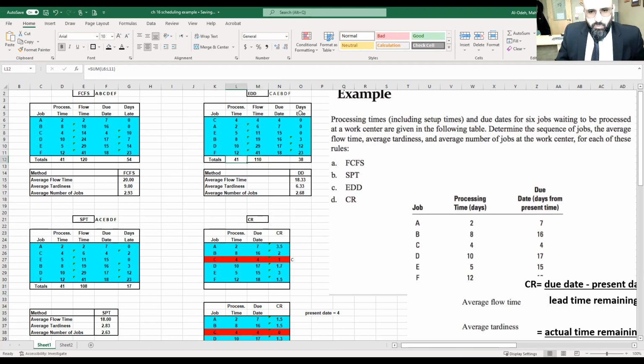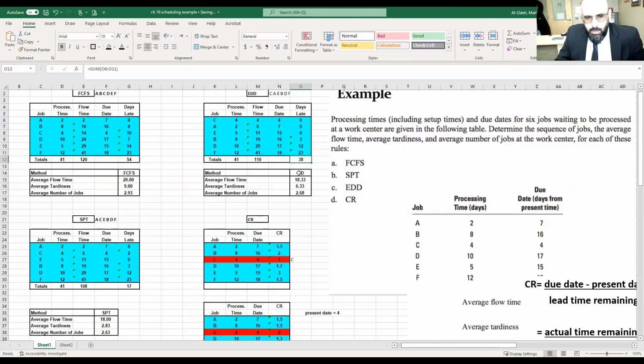And let's now find if there's any delay. As you see, comparing the due date with the flow time, we are on day 4. The due date is 4, so we're not late. The due date is 7. We are on day 6. There's no delay. 15 versus 11, no delay. Now 16 is the due date for B. However, we are on day 19, so we're 3 days late, and 12 days for D, and 23 for F. Again, just to compare the due date with the current flow time, and that will give you 38 days of delay.